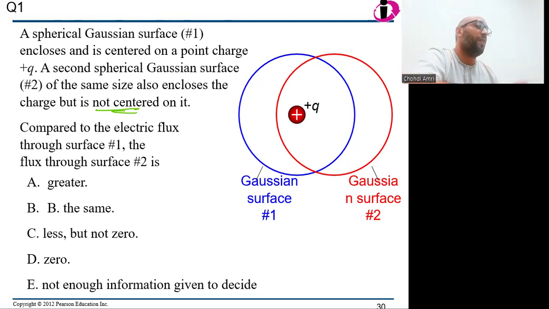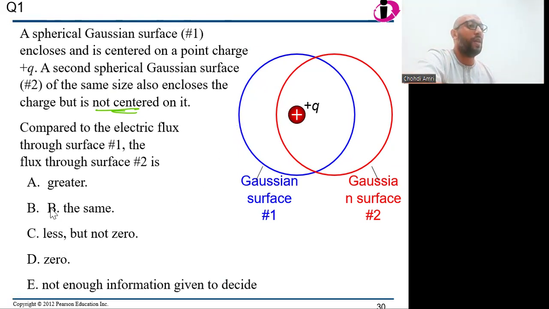Of course, we said that the flux does not depend on the location of the charge inside the surface, but it depends on the charge inside the surface. The two surfaces enclose the same charge, so the flux will be the same.